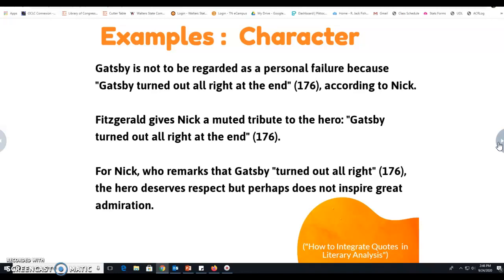So there are different ways of writing them, but it's not just a summary. We're not just summarizing what happened in the story. We're finding very specific examples to support what we're saying, to support our own ideas.